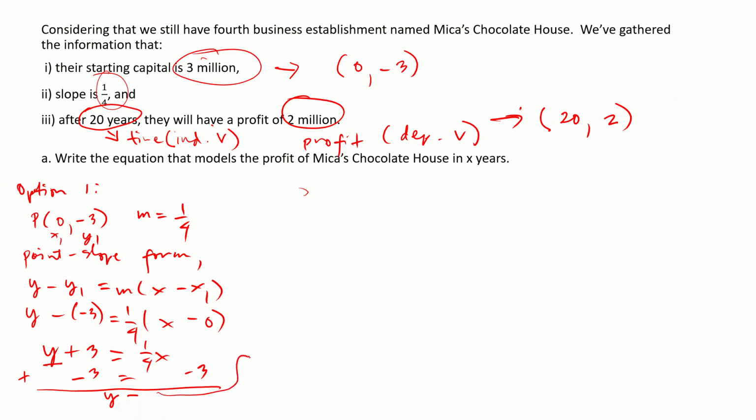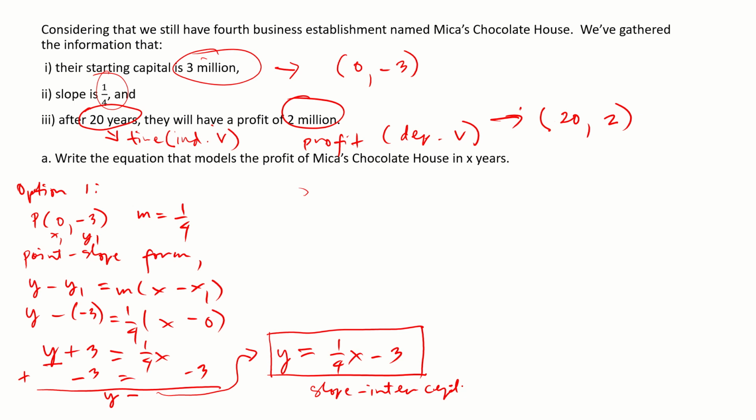So let me just write my answer here. So that's y, -3 plus -3 is 0, then 1/4 x minus 3. So this is now the equation in slope-intercept form. So when you write your answer in slope-intercept form, it doesn't matter if you have a coefficient of a fraction. That's okay.